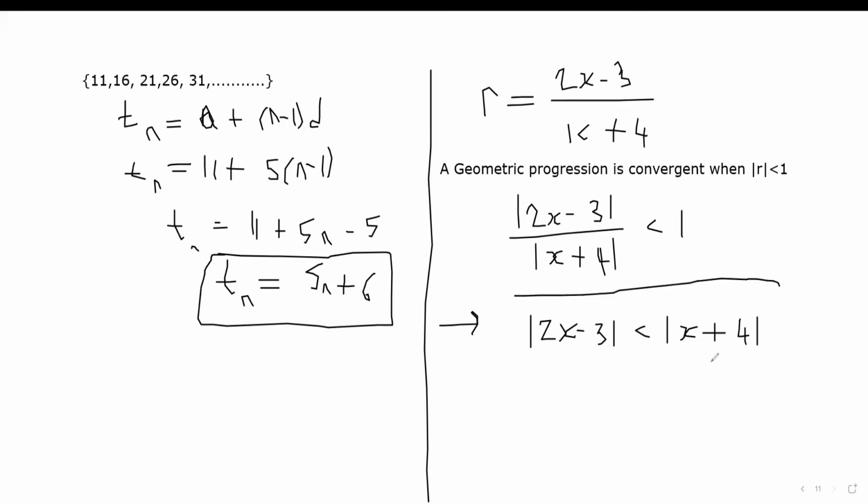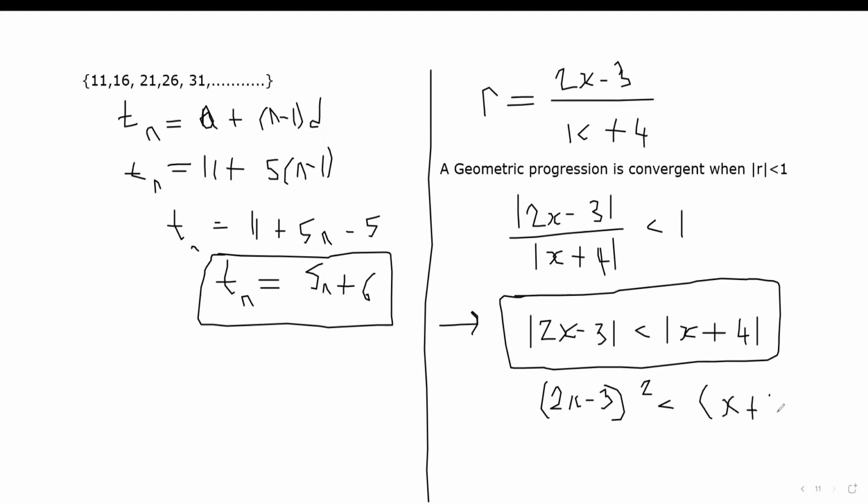So guys, in order to do this now, what you're going to have to do is square both sides. Square both sides to get rid of the modulus. So we're going to end up getting (2x minus 3) all squared is less than (x plus 4) all squared. All right, that's what we're going to end up getting.